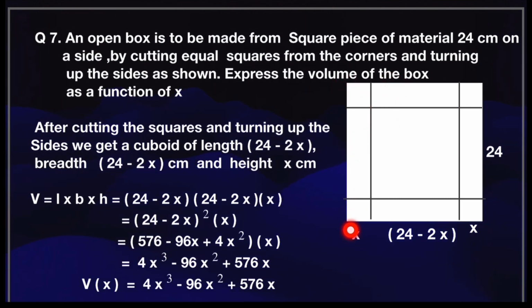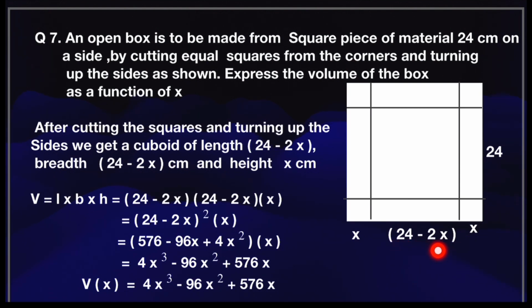So you can see this length of this edge to be cut is x, and this total length is 24 centimeter. So this portion will be 24 minus 2x. See, x plus x, and I am subtracting it from the total length, that is 24.